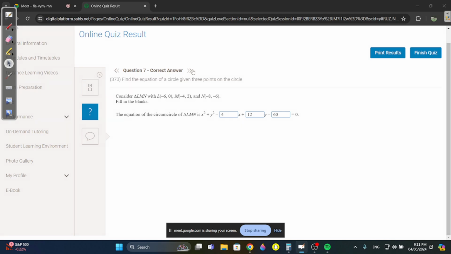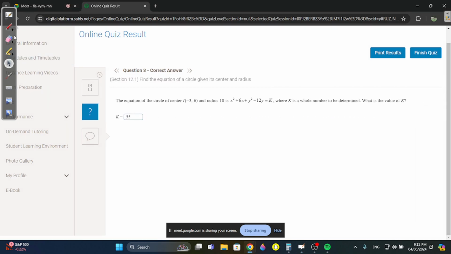Question 8. I'm not going to explain how to solve it on paper because that's going to take too long. You can just watch the recording for the term 2 week 8 math CA. I explained it there. The equation of the circle of center minus 2, 6 and radius 10 is x squared plus... Okay, whatever. This is expanded form. So let's write it in the normal form.